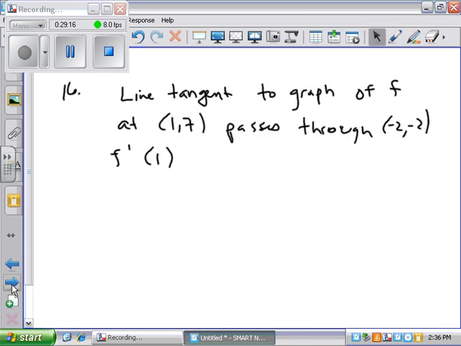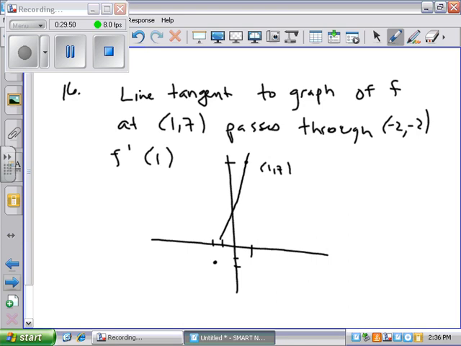I love this question. I don't even know what the function is, so you draw a picture. I don't know what the graph looks like, but I know if you draw the tangent line at 1, 7, here's the point 1, 7, that tangent line will go through the point negative 2, negative 2. So this is the tangent line, and I don't know what the curve looks like.